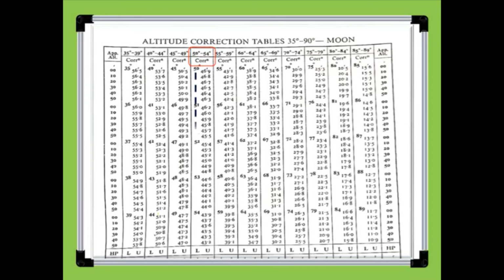Under the column 50 degrees to 54 degrees correction, move down until you find 53 degrees 22.0 minutes, which is between 20 minutes and 30 minutes. Move to the right, to the 53 degrees column, and then you will find the corresponding corrections.